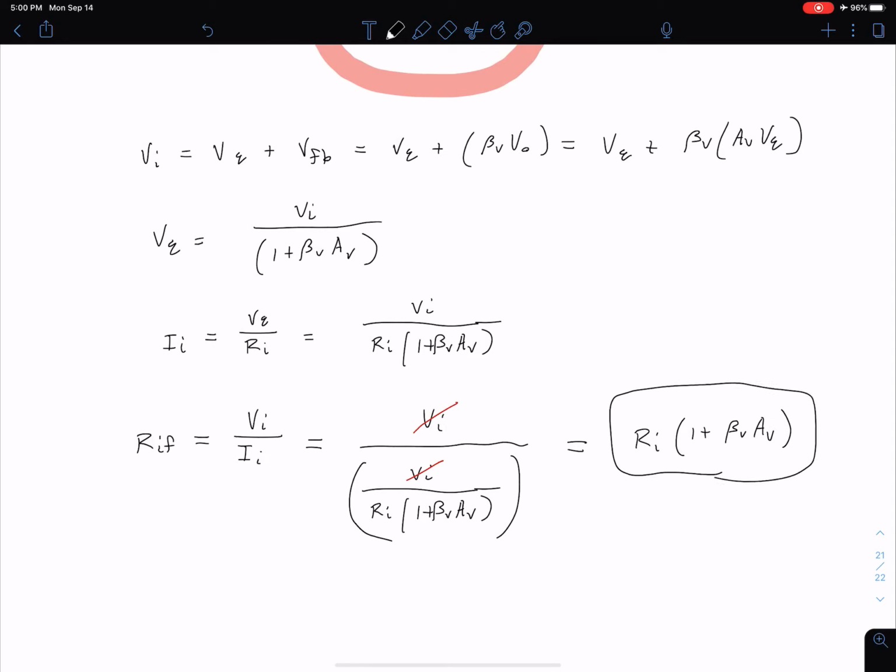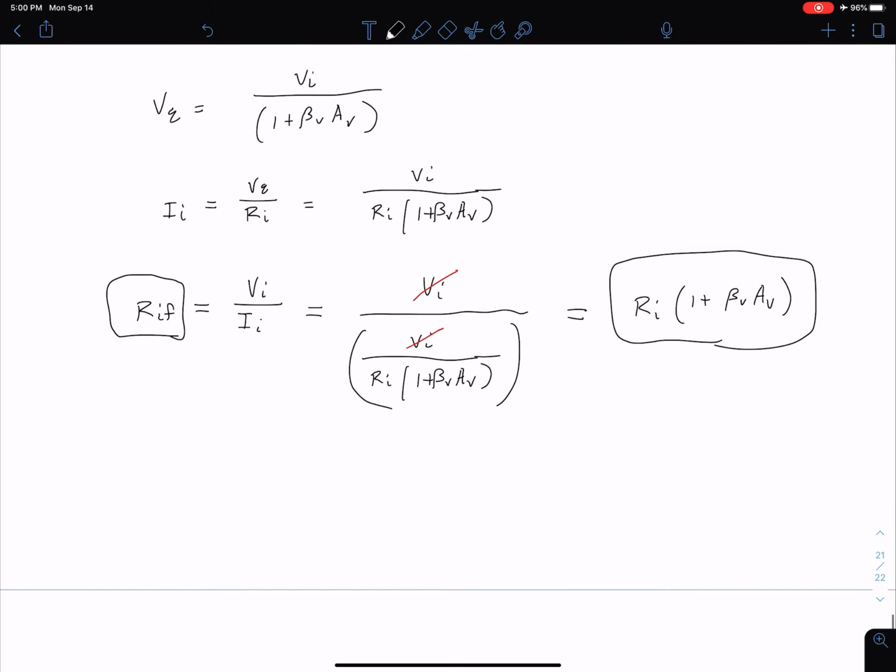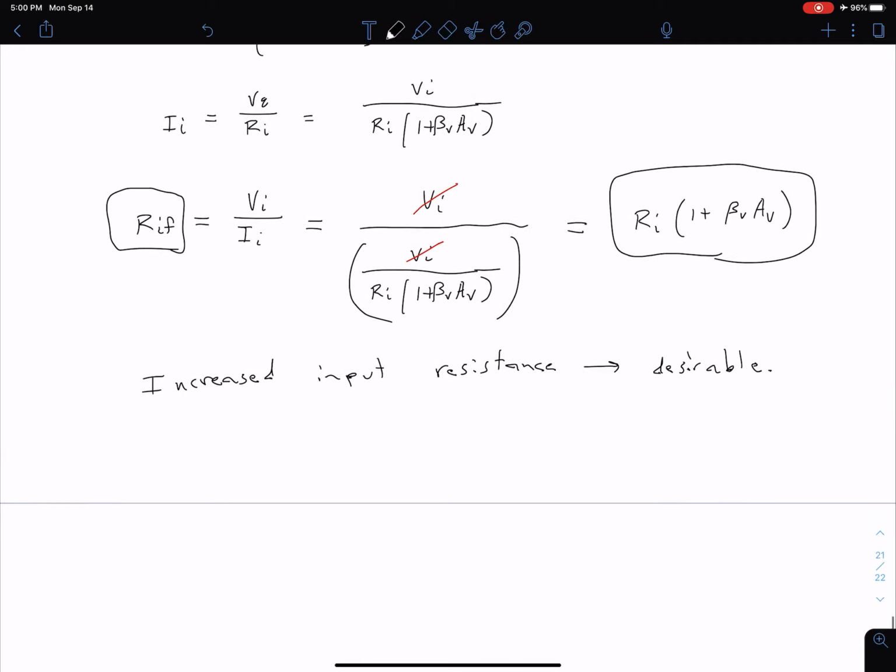So what we see is that our input resistance, RIF, to our feedback amplifier is actually being increased. So we have an increased input resistance. And that's actually going to be desirable for a voltage amplifier. And so let's look at a very simple voltage divider circuit to consider why.